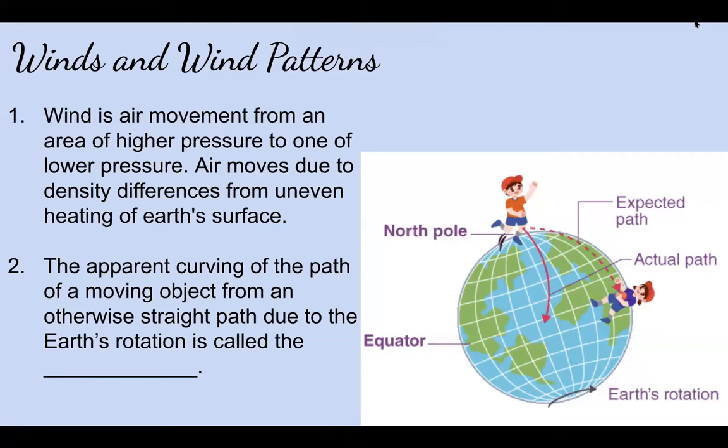So the apparent curving of the path of a moving object from an otherwise straight path due to the Earth's rotation is called what? You saw an example of this effect in that previous experiment. And hopefully you said for number 2 that the apparent curving of the path of a moving object, for example the curving of winds, is due to the Coriolis effect. There it is, the Coriolis effect.